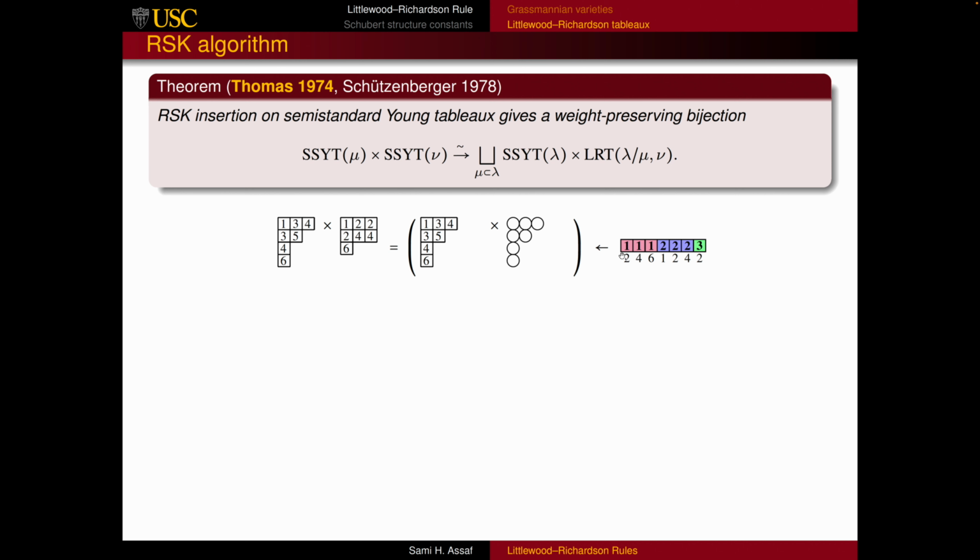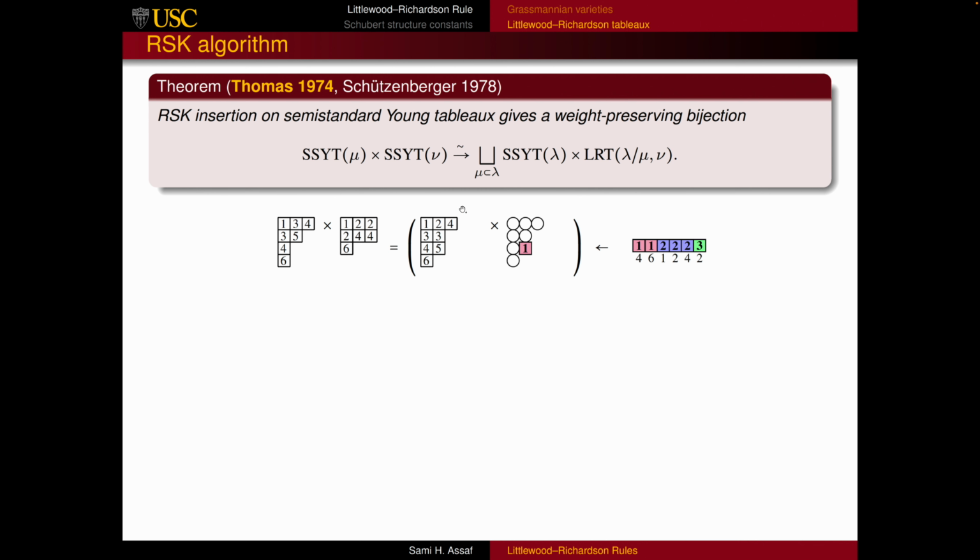Now what I'm going to do is insert the 2 into this diagram. Wherever the new box is, I'm going to put this as my recording box for where it went. So here the 2 is going to bump the 3, which bumps the 5, which lands here. My new box will be recorded here. So that's what I do.